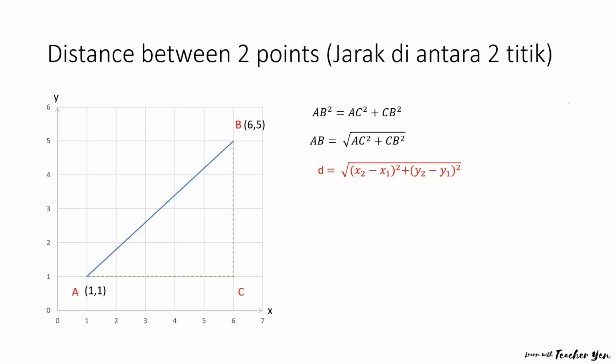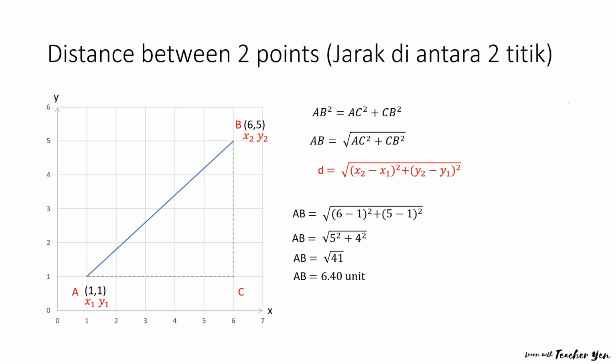First, you will need to label the points as x1, y1, and x2, y2. And you will get your AB equals the square root of (6 minus 1) squared plus (5 minus 1) squared, which will be equal to the square root of 5 squared plus 4 squared, and you will get the square root of 41, which is 6.4 units.